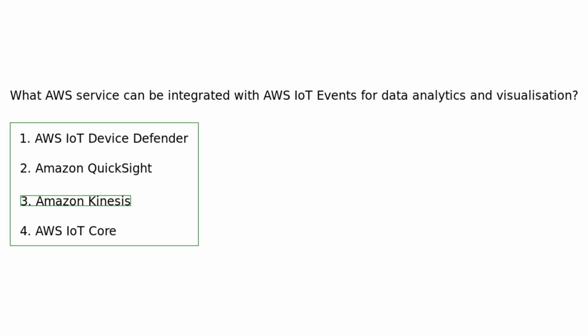Amazon Kinesis can be integrated with AWS IoT Events for data analytics and visualization, allowing developers to process and analyze IoT event data in real time.